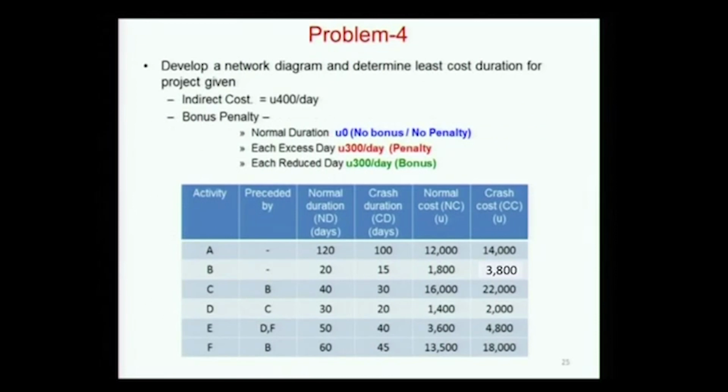So if we take the problem given here, we have a precedence relationship. You have an activity, the predecessor, normal duration, crash duration, all of the usual information. In addition, I have given you an indirect cost of 400, and this is the addition now. If the project finishes within normal duration, there is no bonus or penalty. For each excess day there is a 300 penalty, and for each reduced day there is a 300 bonus. So can you set up this network and start working on it? We will solve it.